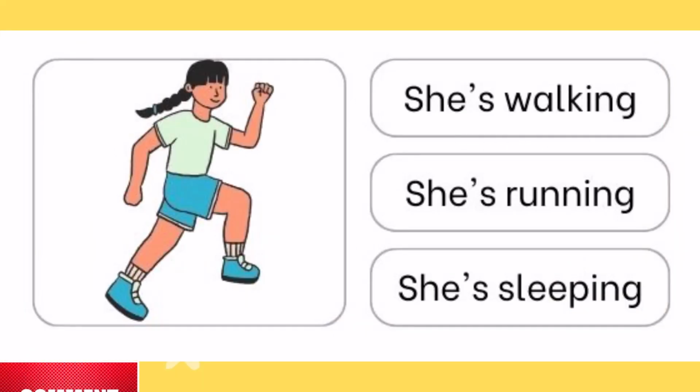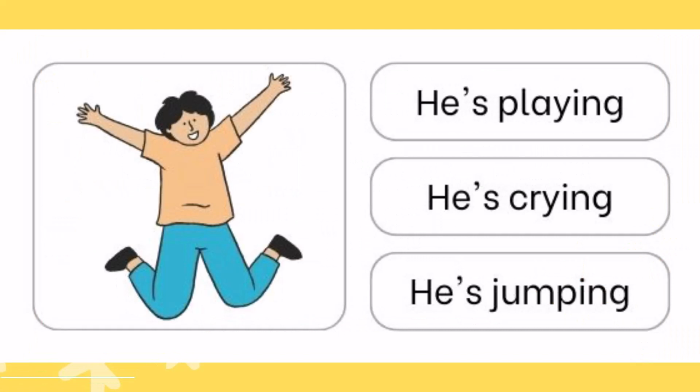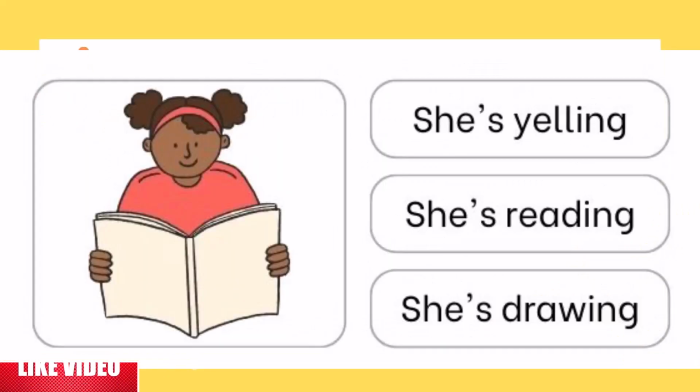She's walking, she's running, she's sleeping. He's cooking. He's eating. He's painting. He's playing, he's crying, he's jumping. She's yelling, she's reading, she's drawing.